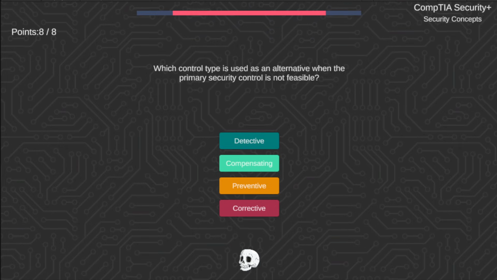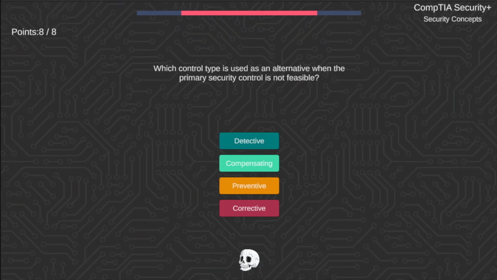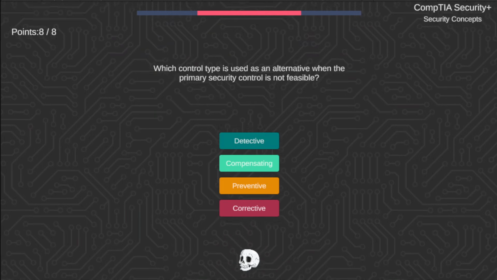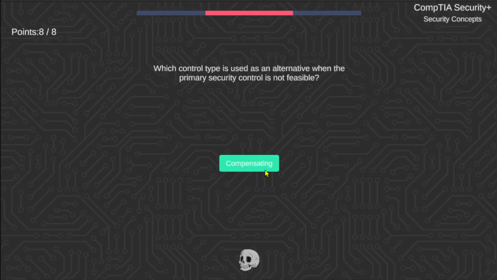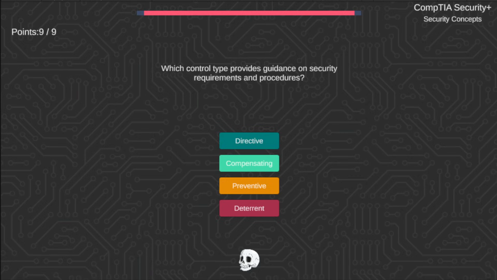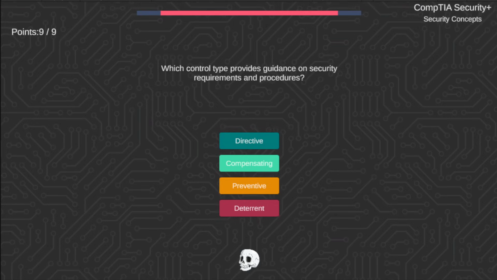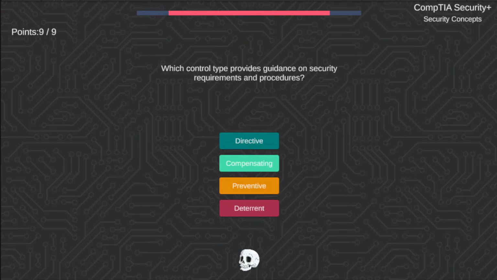Detective, compensating, preventative, or corrective? Correct answer is compensating. Which control type provides guidance on security requirements and procedures? Directive, compensating, preventative, or deterrent?